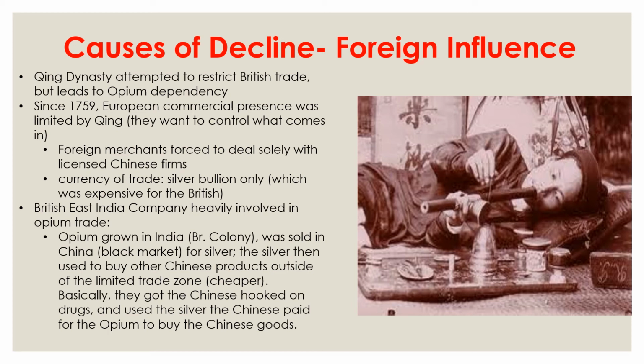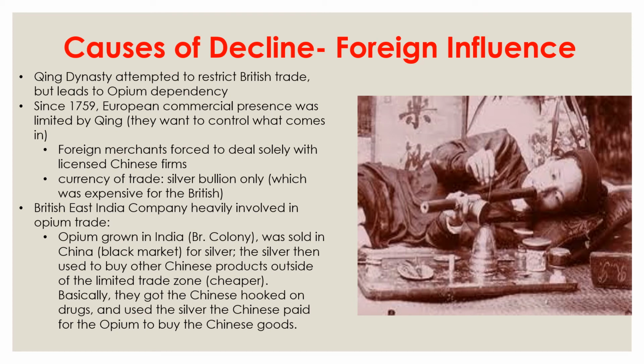The British East India Company had an idea to try to circumvent this. The British East India Company at this point in time was still in charge of India. So even though they worked hand in hand with the British government, they were still in charge of India. And of course, they were heavily involved in the opium trade. Opium could be grown in India, which was a British colony.